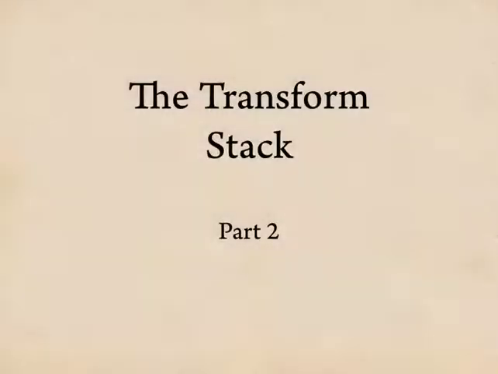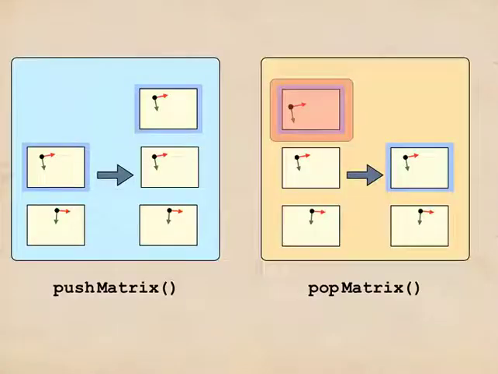In part 1, we saw how to use a transformation stack to make it easy to draw a mobile. We saw that the function push matrix pushes a new coordinate system on top of the stack, and pop matrix throws away the top of the stack and returns the coordinate system to what is then left on top.